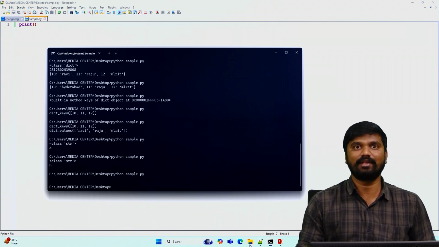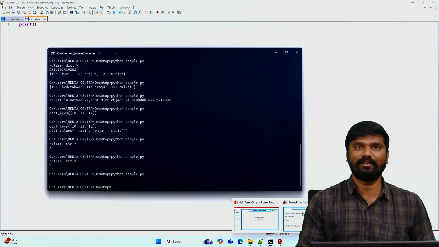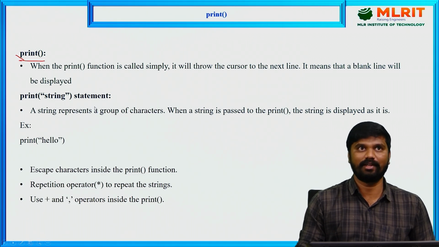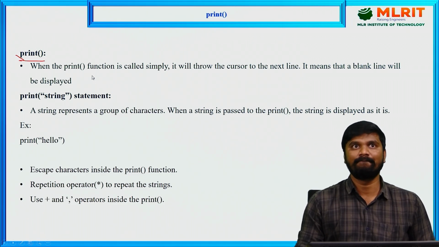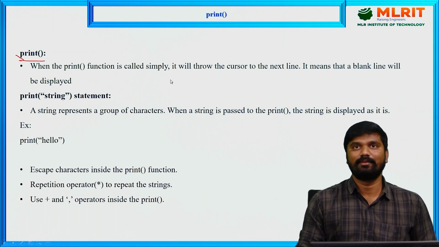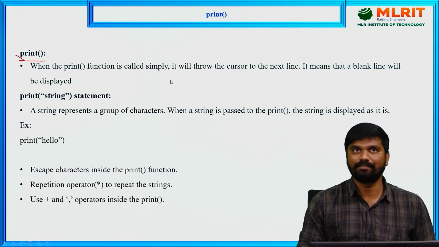So that is the empty print function output. What is that? It just displays a blank line and throws the cursor to the next line. So that is the print function.